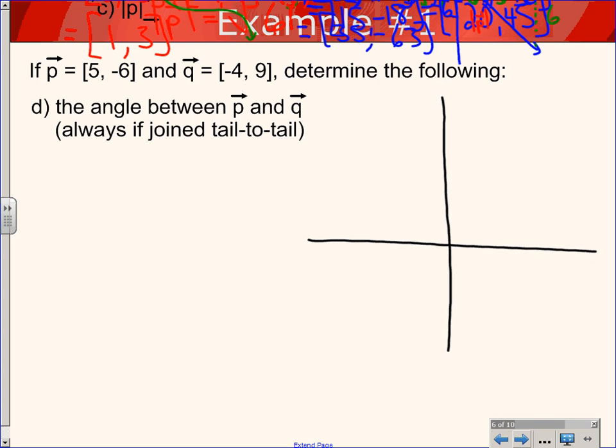So I need the vectors on here. 5, minus 6 for vector P, we just had, right? That was more or less here. 5 and minus 6. And then vector Q is at minus 4, 9, so it's a little steeper. Something like that.